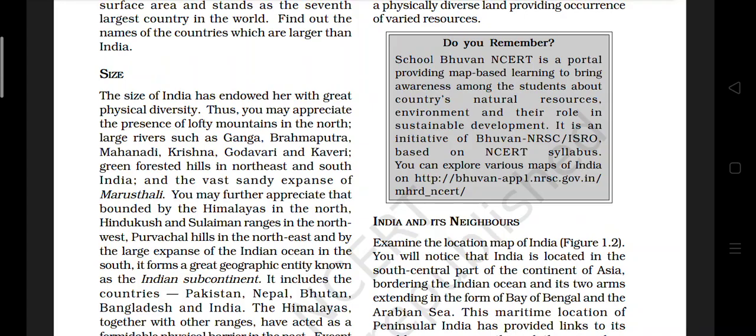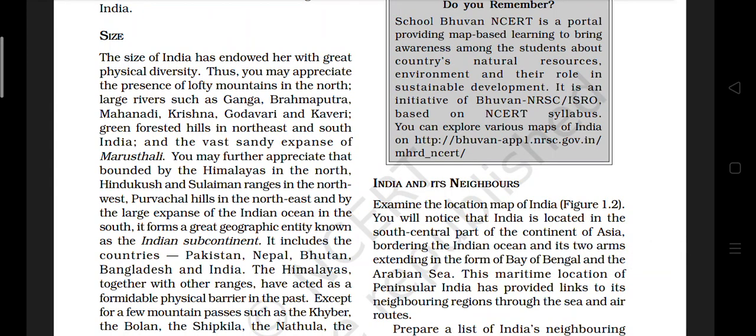Do you remember? Bhuvan NCERT is a portal providing map-based learning to bring awareness among the students about the country's natural resources, environment, and their role in sustainable development. It is an initiative of Bhuvan NRSC ISRO based on the NCERT syllabus.